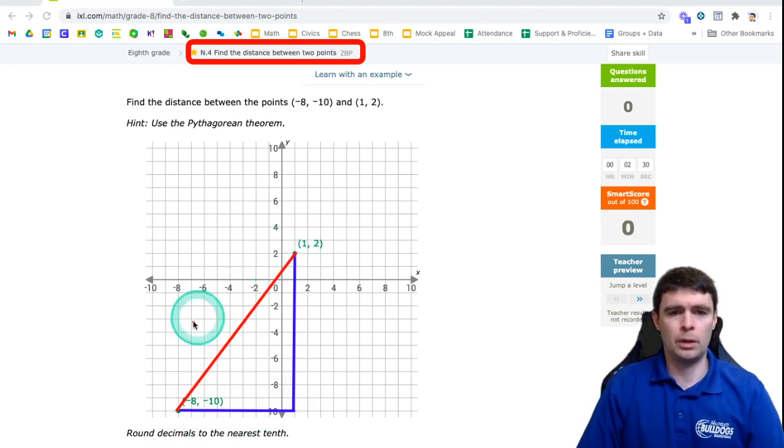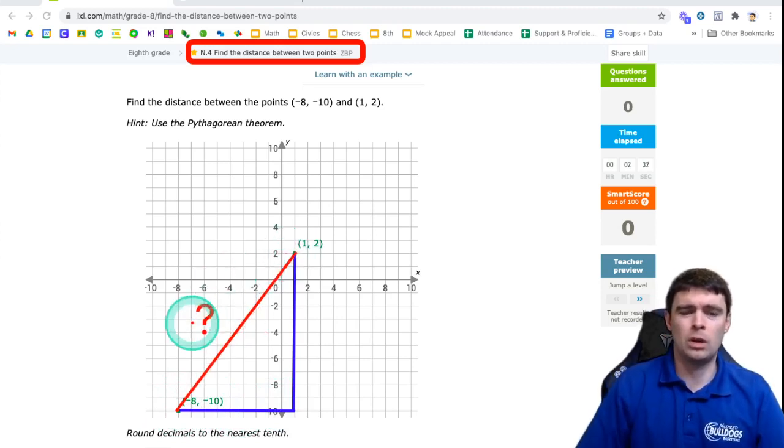And that's really the one we want to know. I'm going to put a question mark there. How long is that side? How long is the distance from this -8, -10 dot up to the +1, +2 dot?